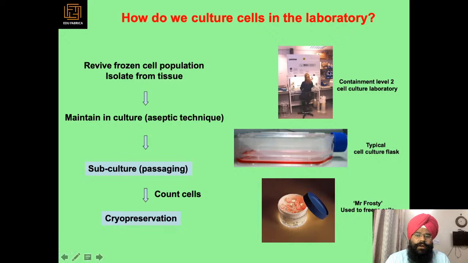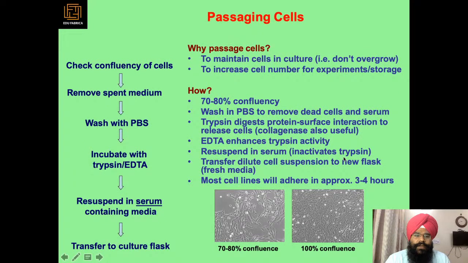So this is how you do your cell culture. Revive the frozen cells first of all, maintaining the cell culture, then subculture, then cryopreservation. So this is how you maintain your cell culture, like this in these Eppendorf things. So this is a flask, a typical flask looks like this.